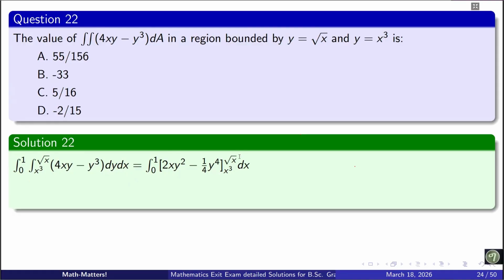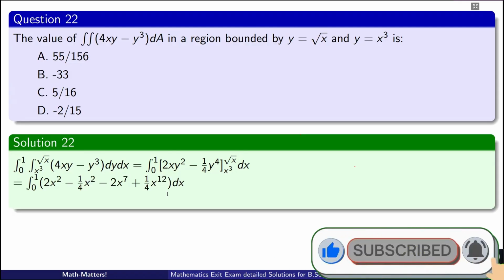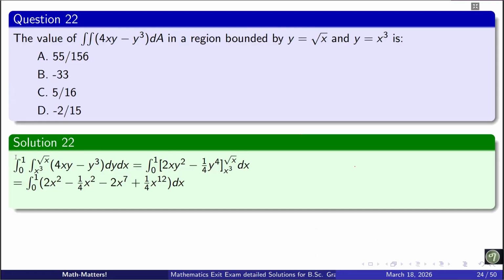Then when we substitute the upper and lower limits of integration, we have this function, that is the outer integral from 0 to 1 of 2x squared minus 1/4 x squared minus 2x to the power of 7 plus 1/4 x to the power of 12. This term enclosed by the bracket is obtained from this one by substituting the upper limit of integration, that is radical x, and the lower limit of integration, that is x cubed, for y squared and y to the power of 4.